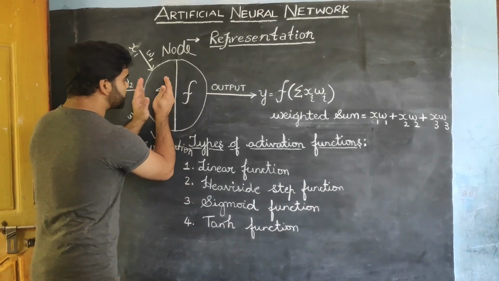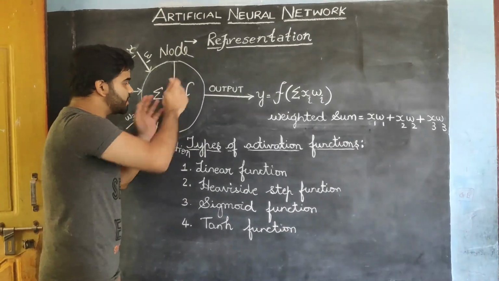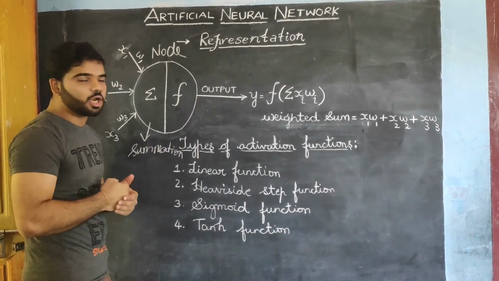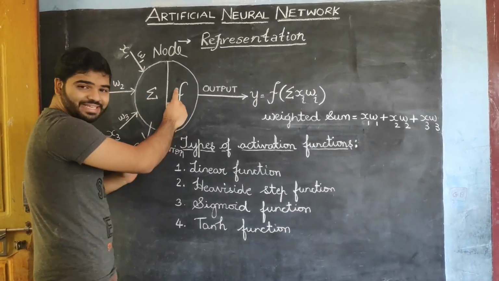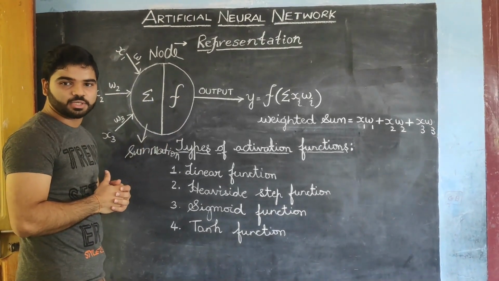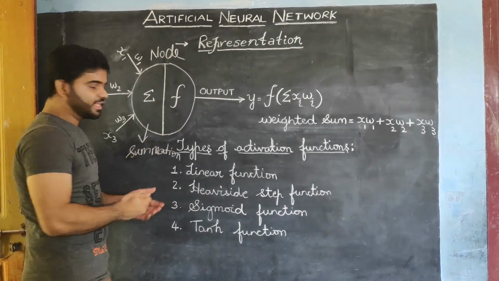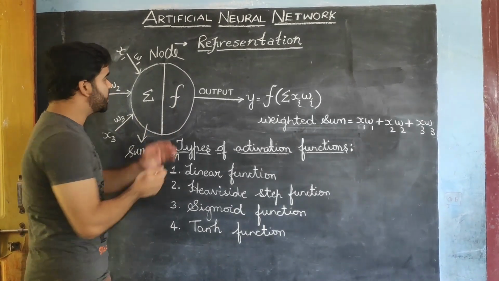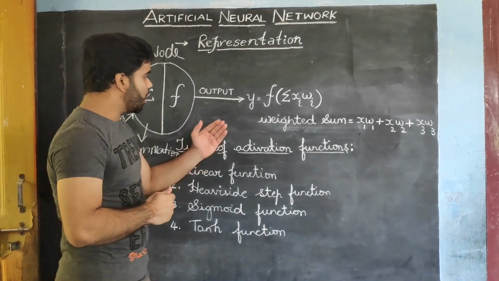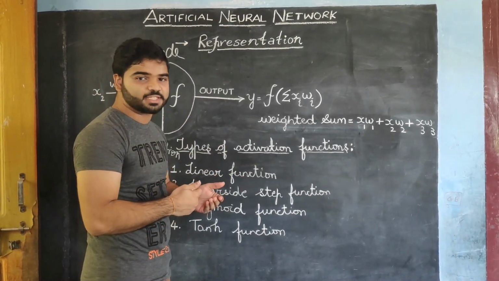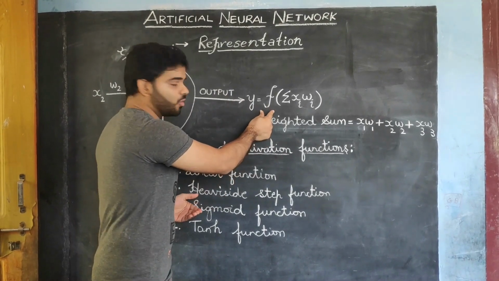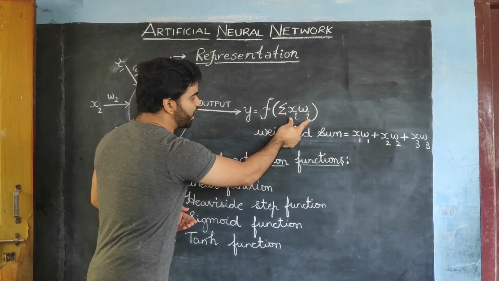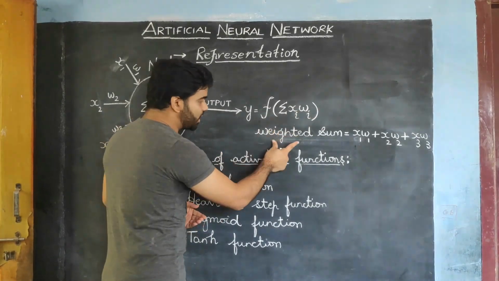The result of this weighted sum is carried forward to this f, which is called the activation function. The result of this weighted sum is interpreted by this activation function. By this, we can say that the activation function defines the output that is to be produced by this node. So, the output of this node can be represented as the activation function f of sigma of wi xi, where this sigma wi xi is the weighted sum.